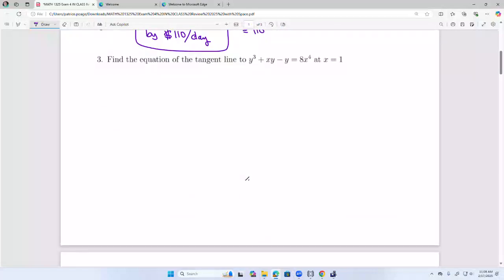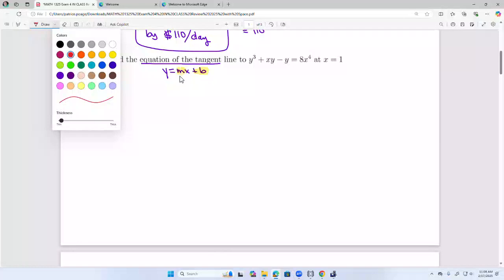Number 3, find the equation of the tangent line. All right, so we're looking for the equation of a tangent line. That's going to be of the form y equals mx plus b. In order to have an actual equation, we need a value for m and a value for b. Once we have those, we have our equation.